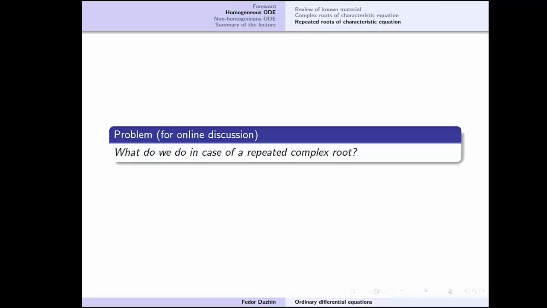Well, now, since we have covered the case of different real roots, different complex roots, and a repeated real root, the question is, please try to figure it out by yourselves: what shall we do, how do we solve a second order differential equation when the corresponding characteristic equation has a repeated complex root? All right?